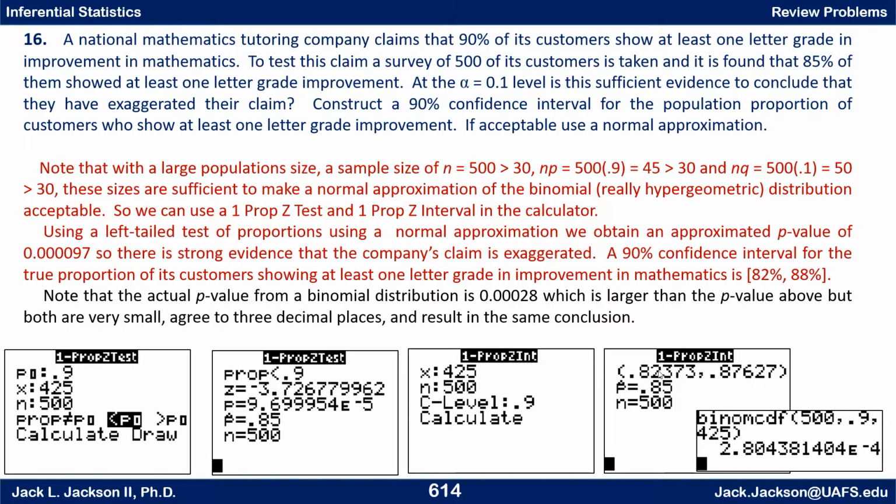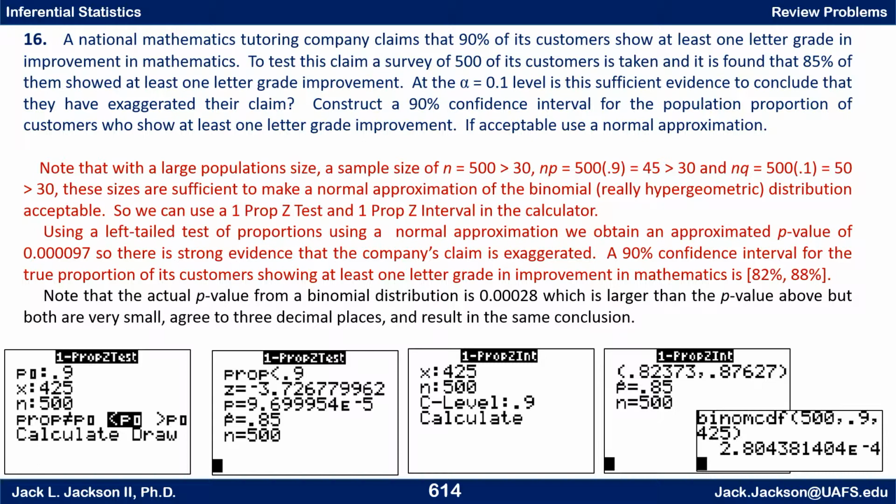so anyway, this interval is from 0.823 to whatever, about 82% to 88%. So there, we're 90% confident that the true proportion is somewhere in there, and which is definitely lower than the 90% that they claim. We have a very low p-value, so we're very confident that they've inflated their claim a little bit.